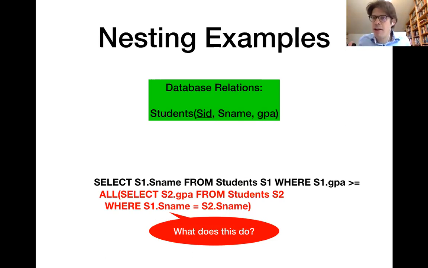So in general, you can have the same table appear multiple times in a query, either within different subqueries or even within the same query. But what you often want to do is to assign different aliases to that same table. So here I have the students table, once appearing with S1 and once appearing with S2.